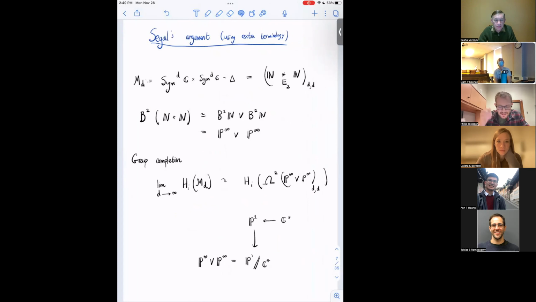So the idea is that the space MD, which is SPD times SPD minus the big diagonal, is actually an E2 algebra. What I mean by that is that given any two configurations, you can place them side by side with each other and get a new configuration. And it's not just any E2 algebra. It turns out that it has a very special form. It's the free product of the E2 algebra N with itself.